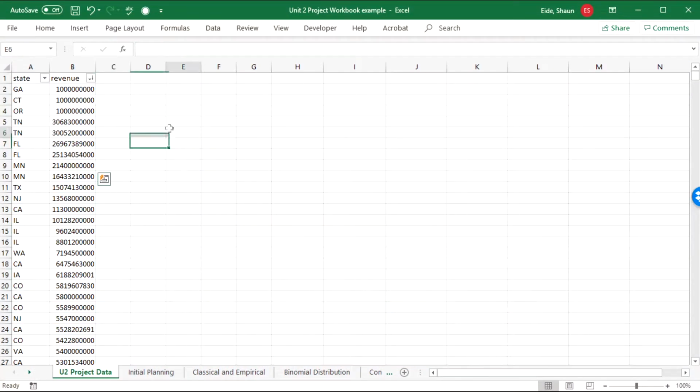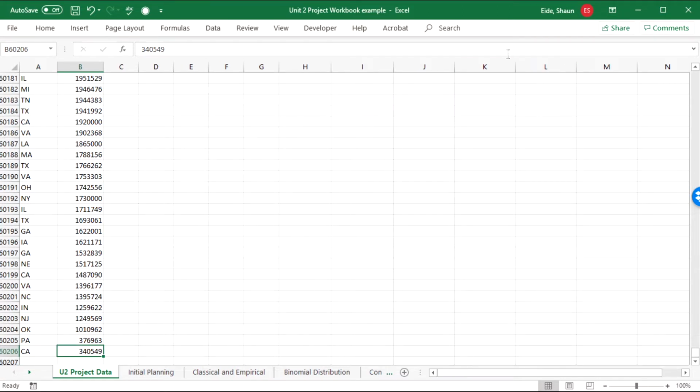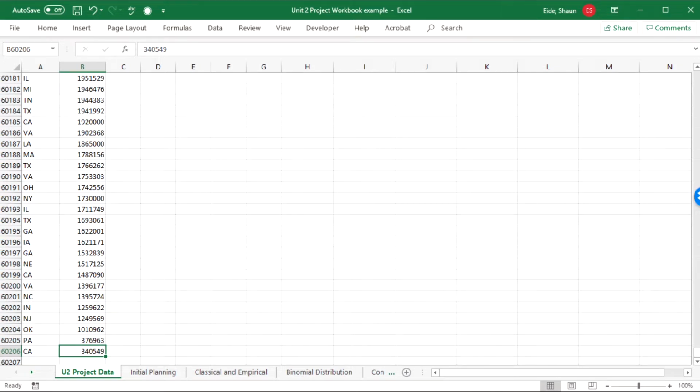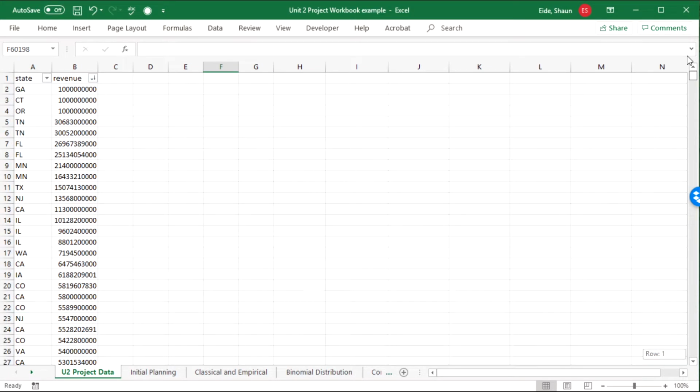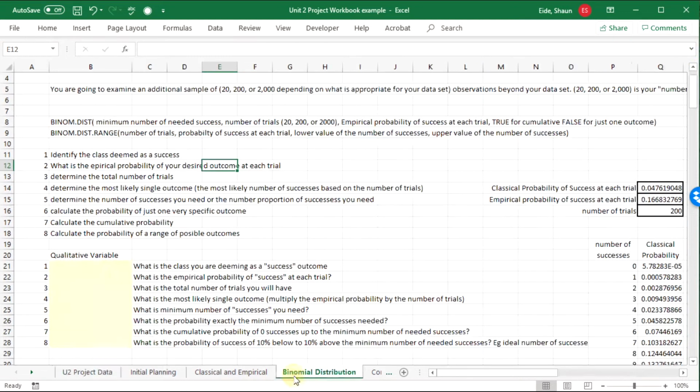Once again, this project data is the revenue of the fastest-growing companies in the United States, and also the states in which they reside. And I believe there are somewhere in the ballpark of around 60,000 records, 60,206 records. And so we're going to look at a binomial probability distribution, how to use that in order to be able to gain a little bit more insight.